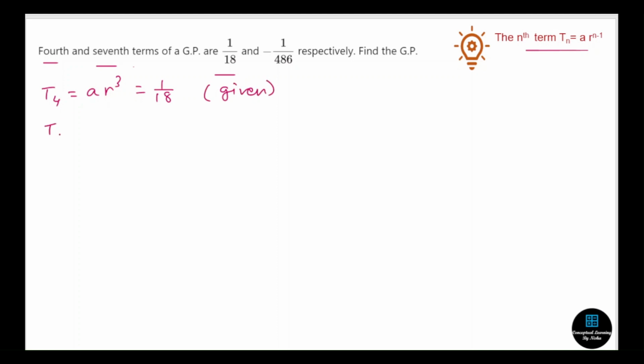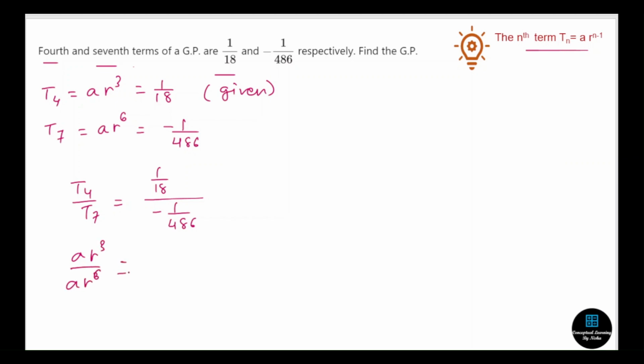Same way, seventh term is given. So T7 equals a r to the power 6, because 7 minus 1, and this is given as minus 1 upon 486. Okay. Now what do we have to do? We have to take this ratio. So I'll take the ratio of T4 to T7 is equals to 1 over 18 upon minus 1 over 486. And now if I substitute the values, what do we get? A r power 3 upon a r power 6 equals.